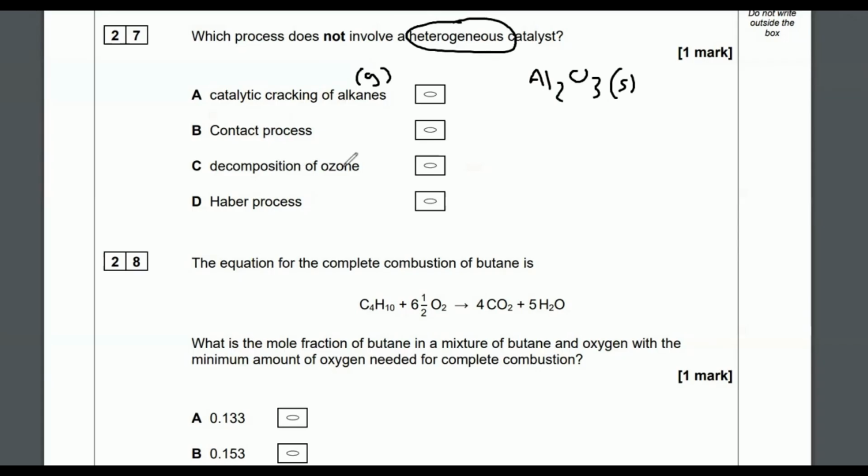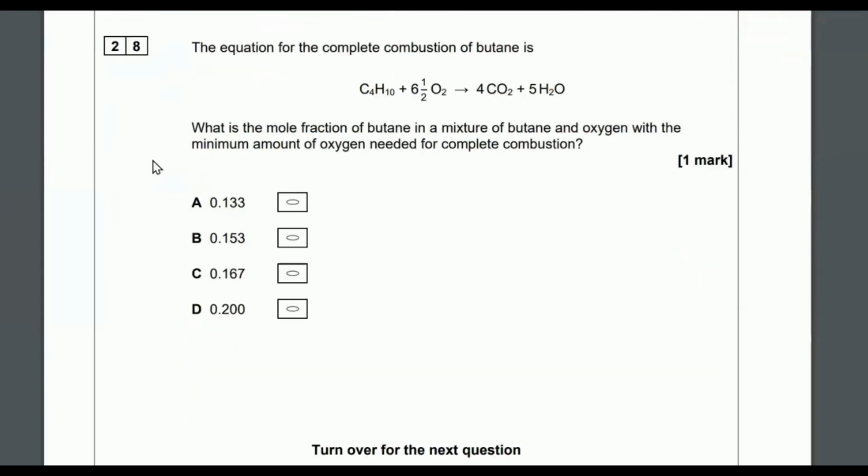Decomposition of ozone. Well, ozone is a gas, isn't it? O3. And the chlorine free radicals are gas. So they are a homogeneous catalyst. So they are in the same state, which is both are gaseous. And then we've got the Haber process, which involves solid iron. And we have hydrogen, which is gaseous, and nitrogen, which is gaseous. So yeah, that is heterogeneous because our catalyst is in a different state to the reactants. So it's definitely C, which is the decomposition of ozone, because you've got chlorine and you've got ozone, and they're both in a gaseous state. So that's homogeneous. Oh, we're nearly there, folks.